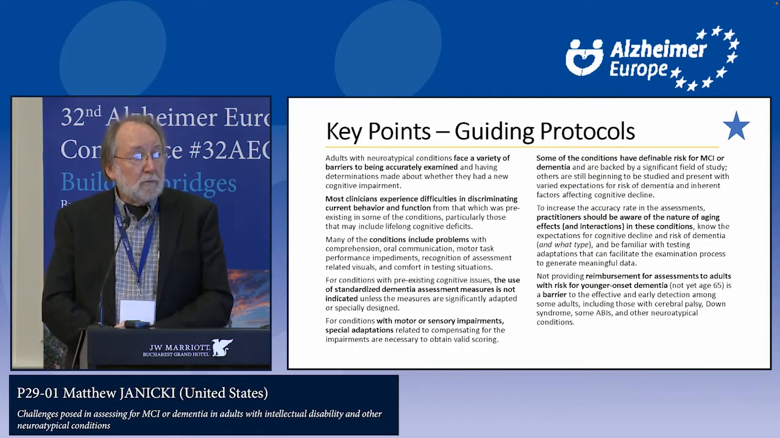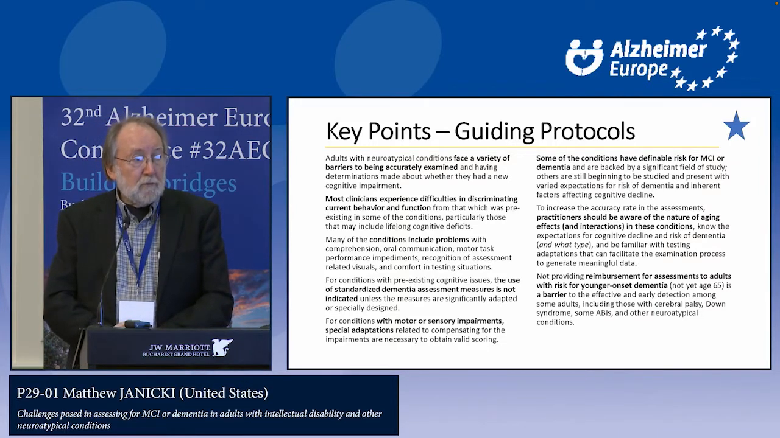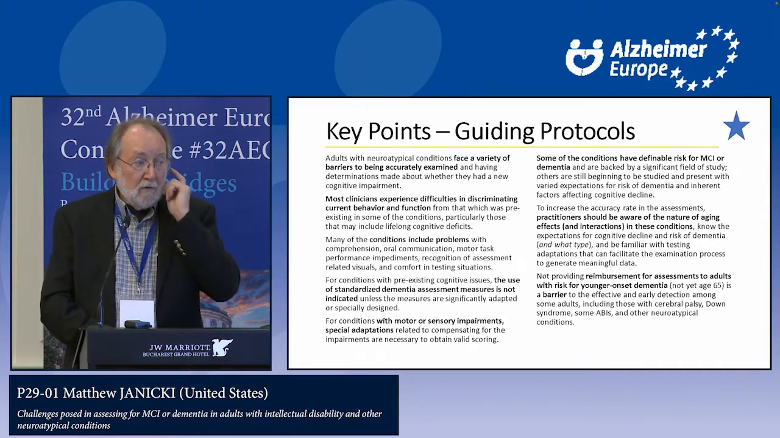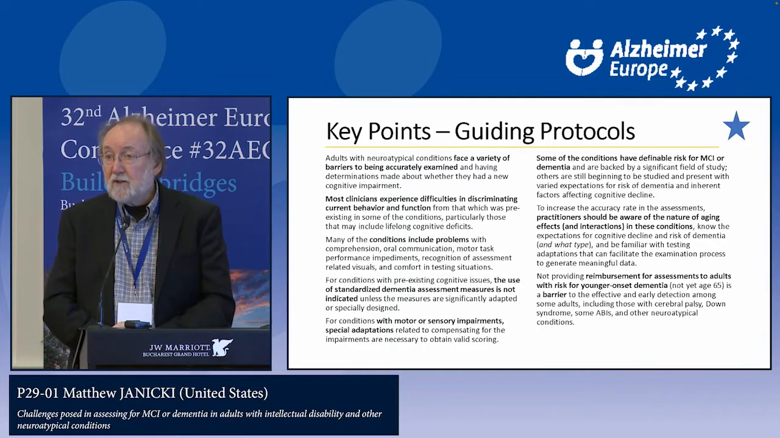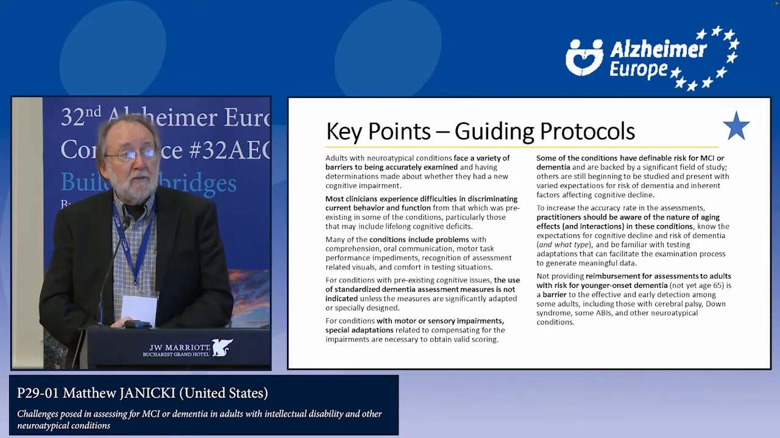Many of the conditions include problems with comprehension, oral communication, motor task performance impediments, recognition of assessment-related visuals, and comfort in testing situations. And for conditions with pre-existing cognitive issues, the use of standard dementia assessment measures is not indicated unless the measures are significantly adapted or specially designated. And for conditions with motor or sensory impairments, special adaptations related to compensating for the impairments are necessary to obtain valid scoring. Lastly, some of the conditions have definable risk for MCI or dementia and are backed by a significant field of study.